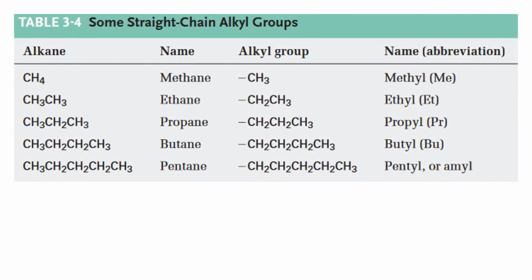Here is another screenshot from the textbook. This is the table that shows some straight chain alkyl groups. From methane, CH4, if one hydrogen is missing, you call it methyl. If this is ethane and one hydrogen is missing, you call it ethyl, and so on: propyl, butyl, pentyl.